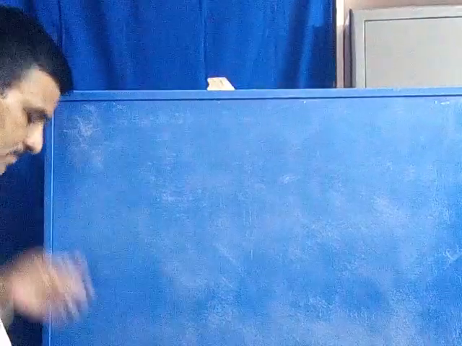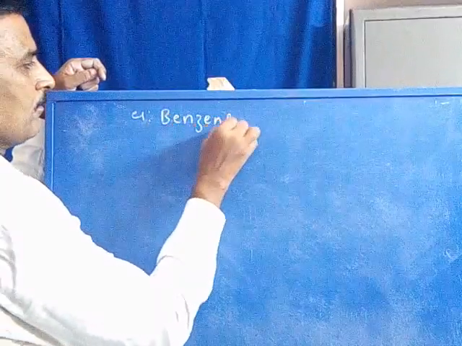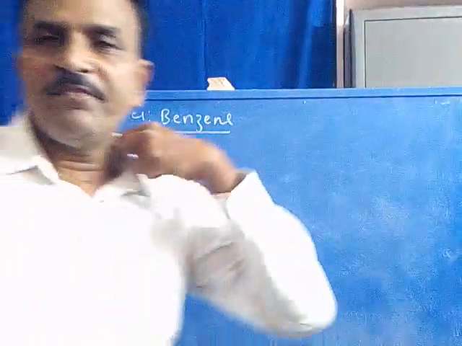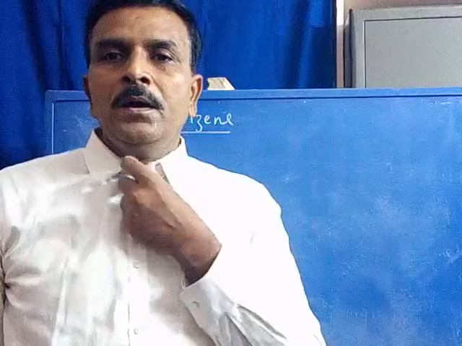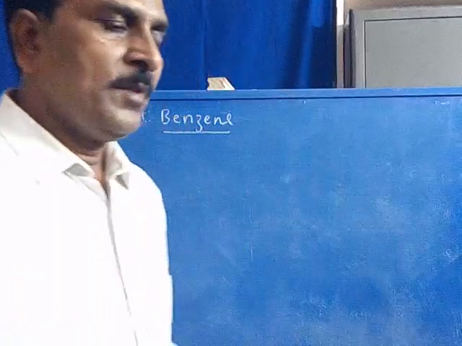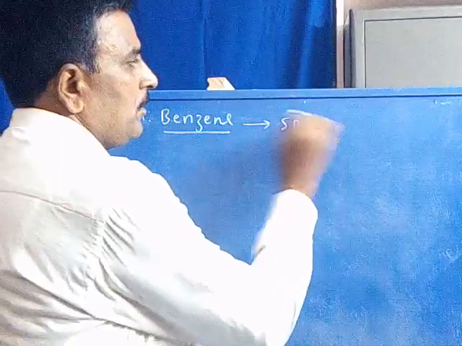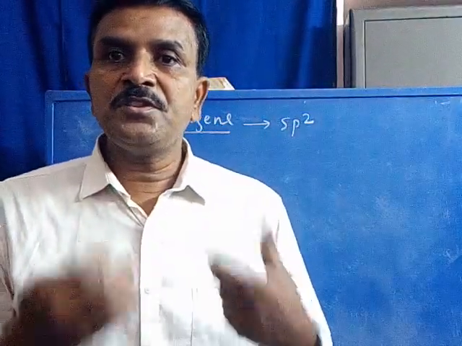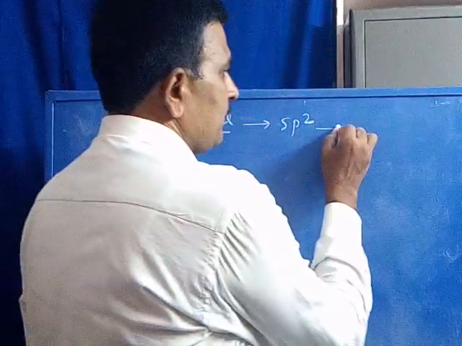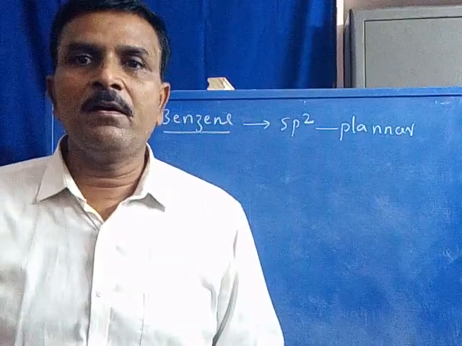Now benzene. Anisotropic effect in aromatic hydrocarbon. You can consider a simple aromatic hydrocarbon, benzene. Benzene consists of 6 carbons, all sp2 hybridized. All are sp2 carbons. Hence, the geometry of benzene is planar.